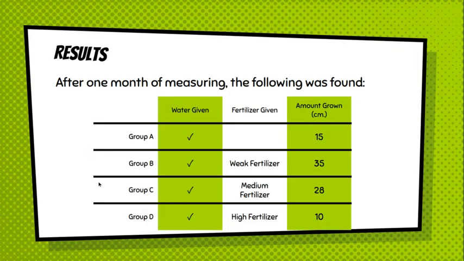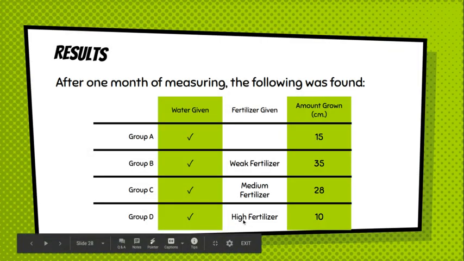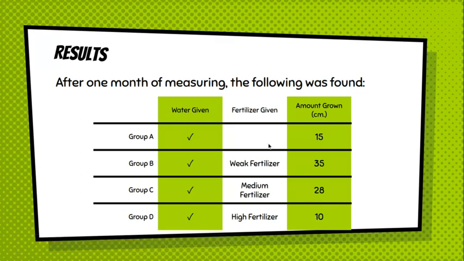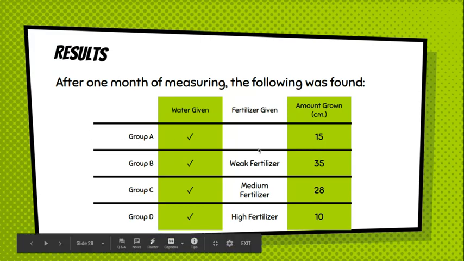So if we look at the chart, if you give the plants a lot of fertilizer, it only grew to 10 centimeters, whereas giving it nothing is 15 centimeters. So technically giving a plant no fertilizer could be more beneficial than giving it a lot of fertilizer. It's kind of, too much of a good thing could be bad. So that was an interesting comparison that we saw as well.